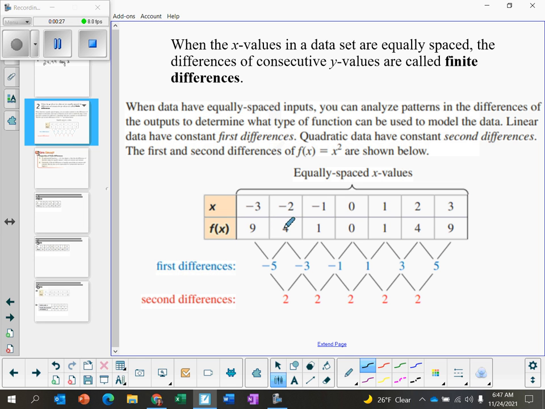So between 9 and 4, it went down by 5. Between 4 and 1, it went down by 3, and so on. We can make this whole chart. So the first differences are not the same for this set of values. But if I now take the difference between those, from -5 to -3, we went up by 2. From -3 to -1, we went up by 2, and so on. The second differences are the same.